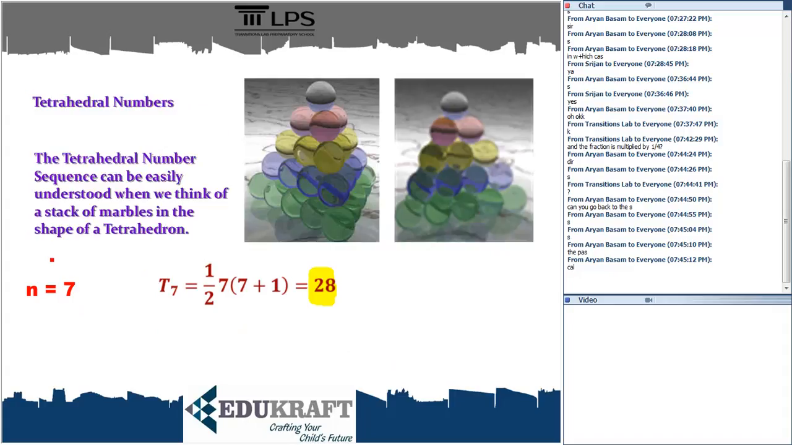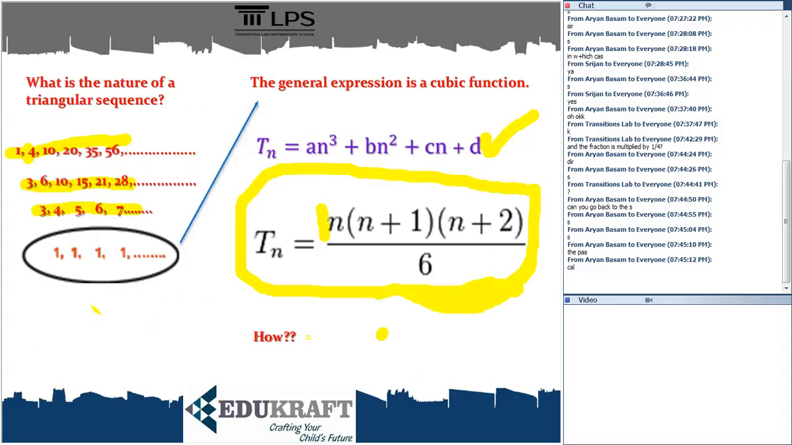Same way, in the tetrahedral sequence also there is a similar kind of idea, but I get the common difference in the third stage. And because I'm getting a common difference in the third stage, the highest power of the general expression has to be a cube. But like how I had derived things last time, you need to derive this on your own and find the general expression, which will eventually simplify to this one.